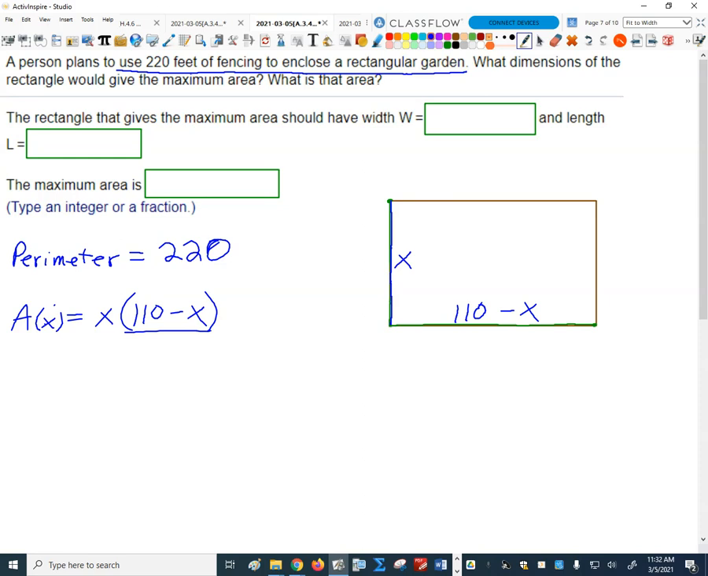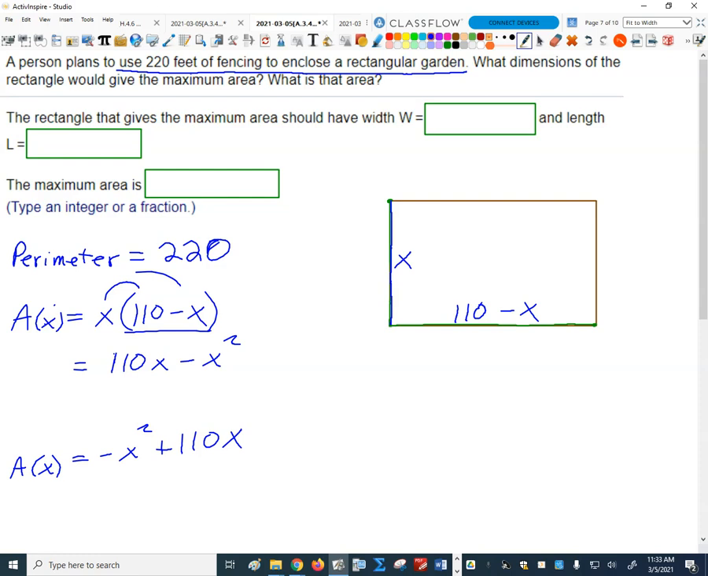I don't know what x is. X is the width of my garden, but whatever the width is, I can now calculate the entire area just from the width by using a little math, right? So let's distribute the x, and let's put the x squared term first. If I distribute the x, I just get 110x minus x squared. Now I've got negative x squared plus 110x, and that's my area function.